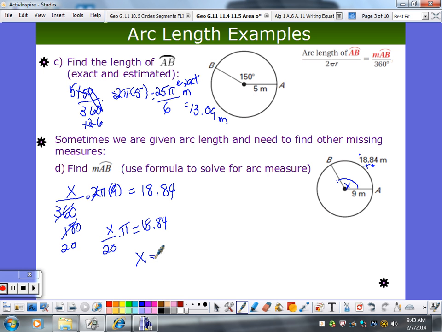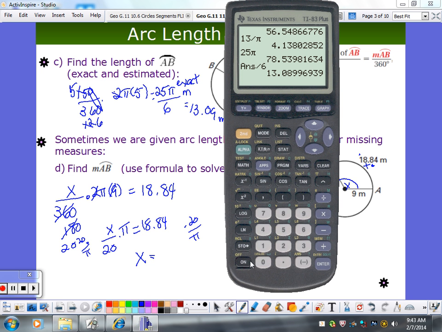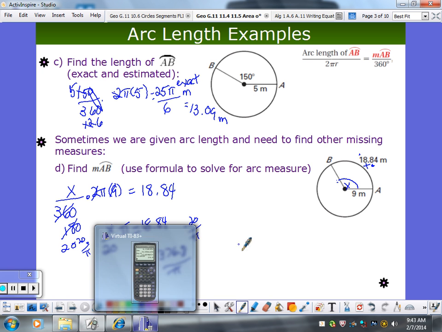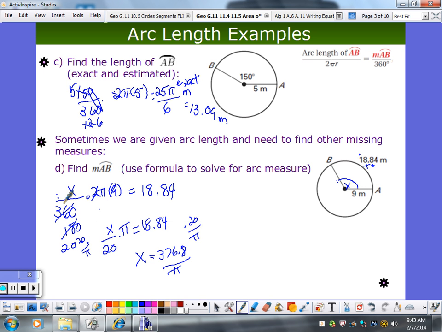I'm going to multiply by 20 over pi, right? To cancel these guys out. So I don't know what that is. 18.84 times 20 is 376.8 over pi. Usually we don't ask for an exact answer here. Because, whoops, it's x times pi over 20, right? I want x by itself. So you multiply by that reciprocal, 20 over pi.